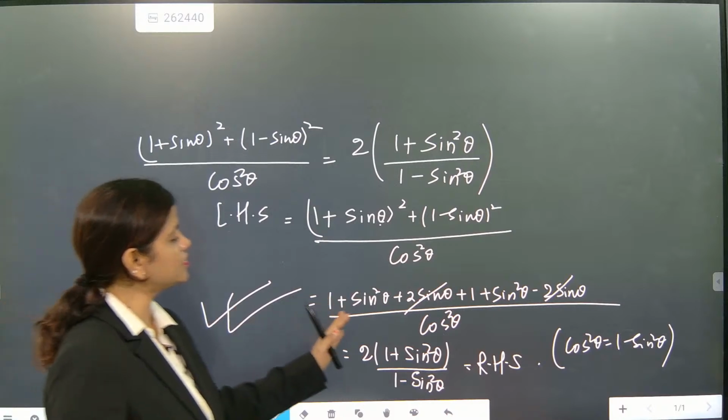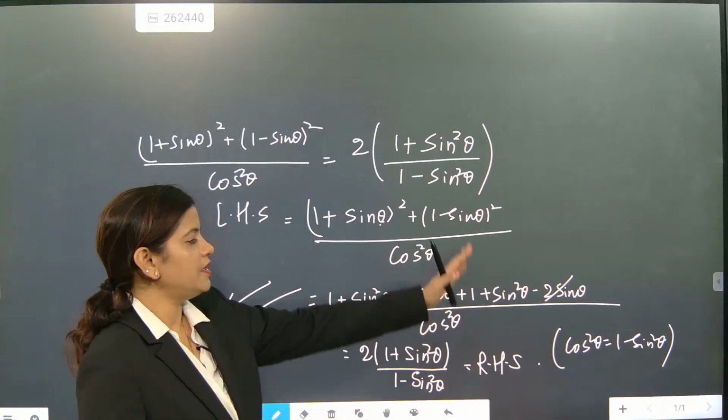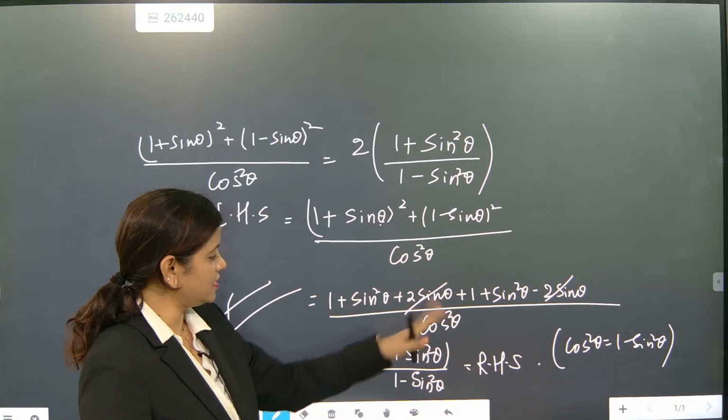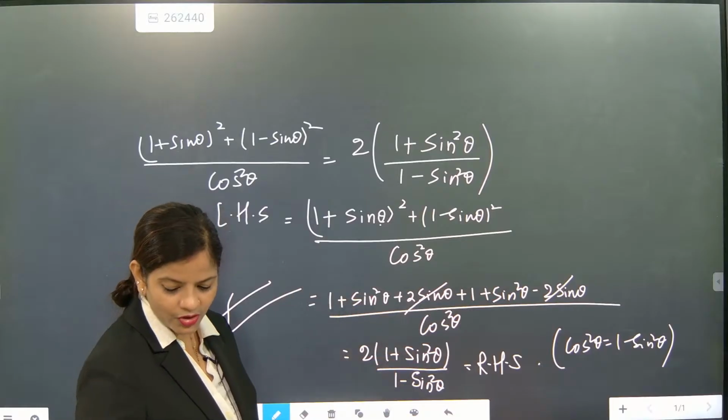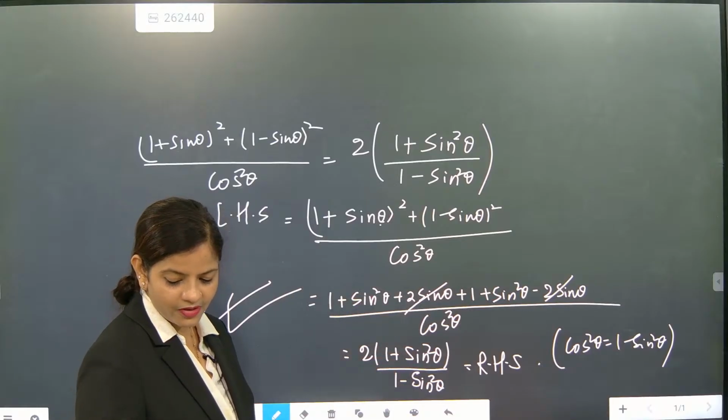A plus B whole square is A square plus B square plus 2AB, and A square plus B square minus 2AB, cut, and then 2 take common, story over. Yes, what happened?